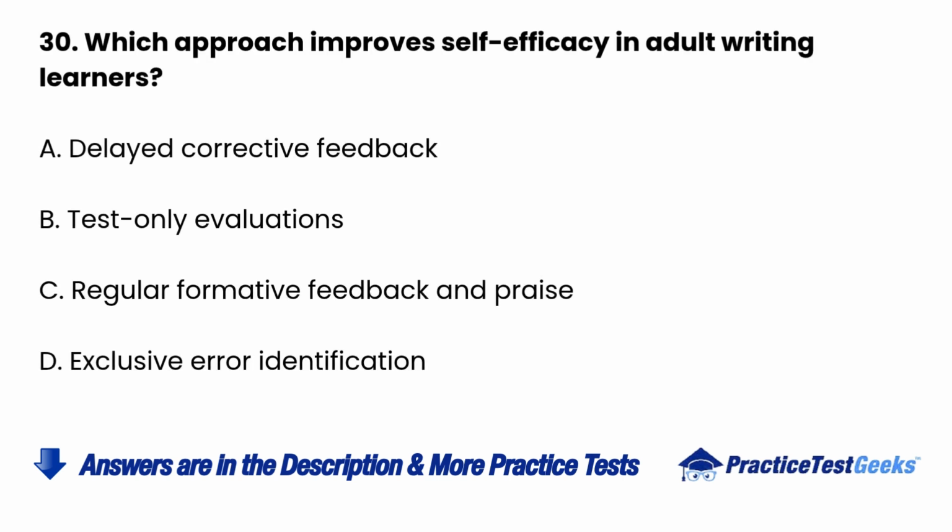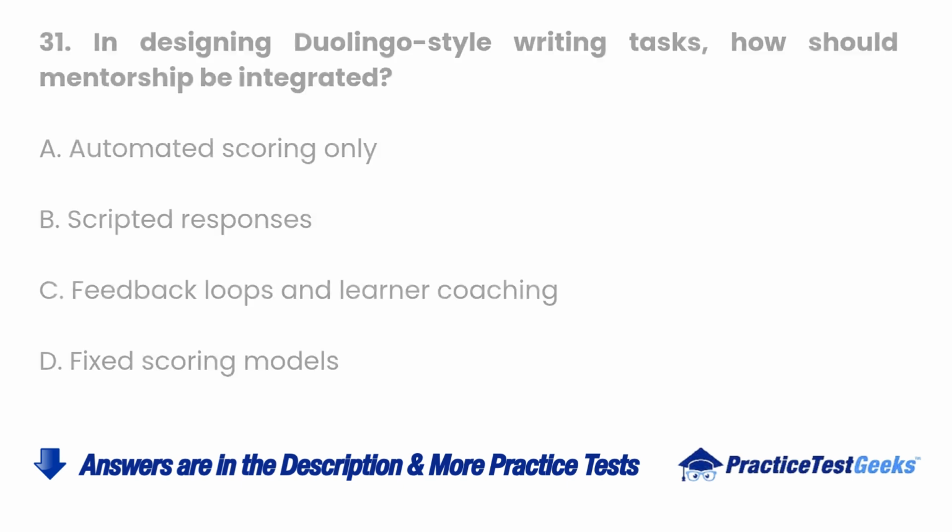30. Which approach improves self-efficacy in adult writing learners? A. Delayed corrective feedback. B. Test-only evaluations. C. Regular formative feedback and praise. D. Exclusive error identification.